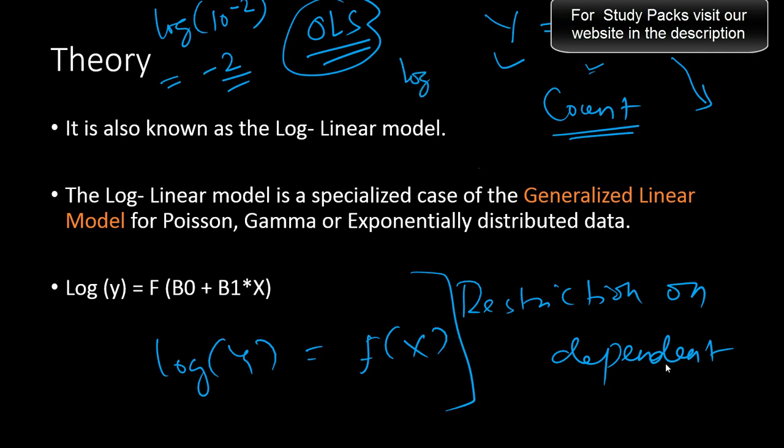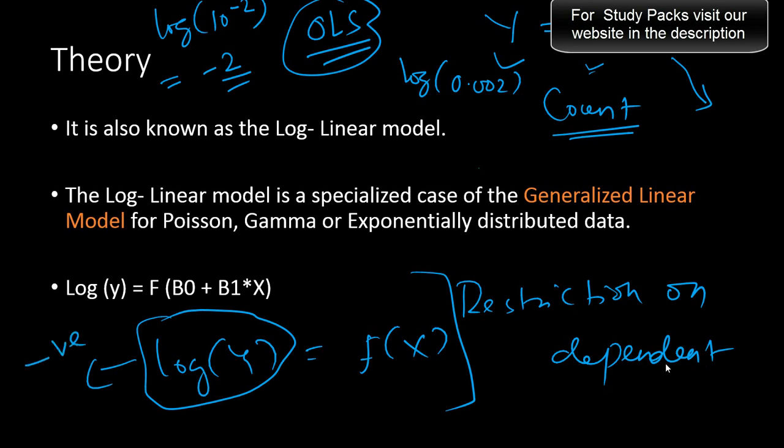Similarly, if I take the log of 0.002, 0.002 is not a negative number, whereas the log of 0.002 is a negative number. So by taking the log of the dependent variable, we are getting rid of the restriction that it cannot take a negative number. Now our left hand side can take negative numbers, and of course there is no restriction on the independent variables. That's exactly why we are going to use a log linear model instead of a linear model.